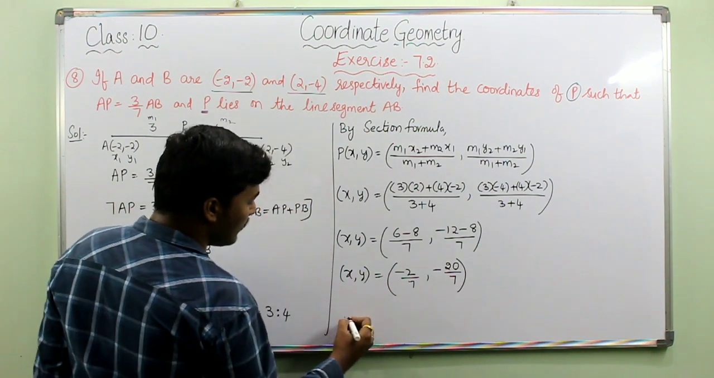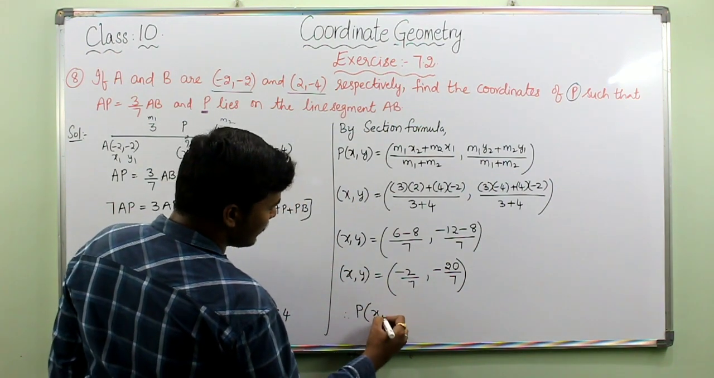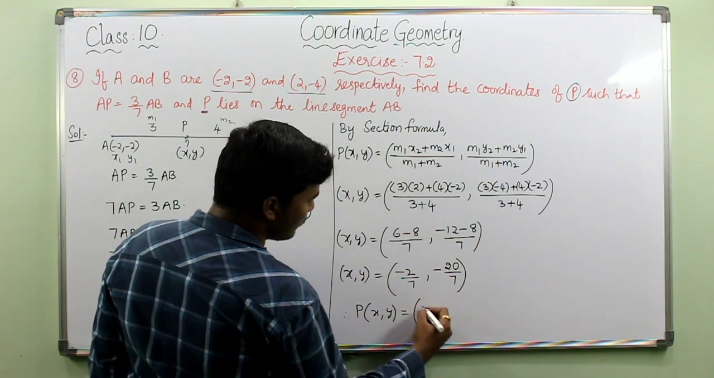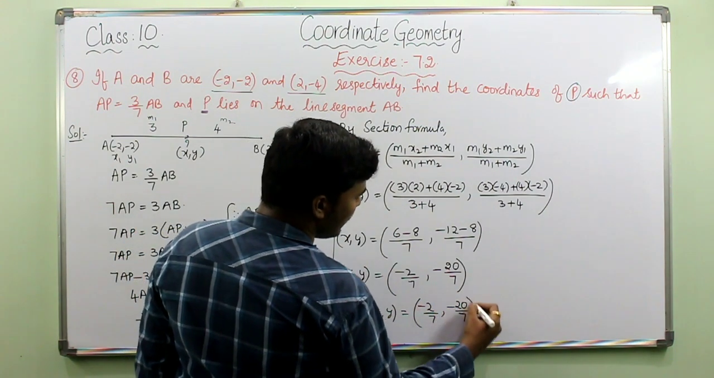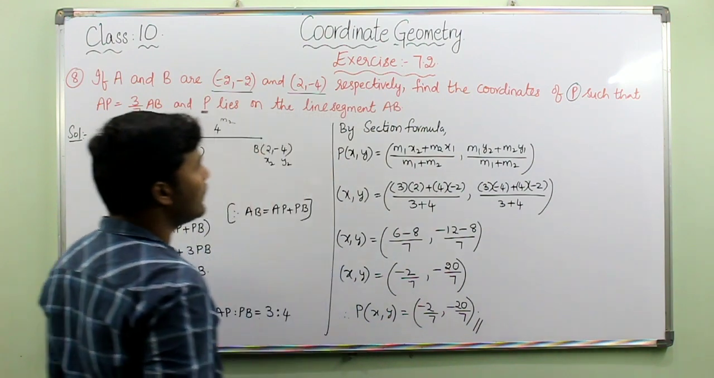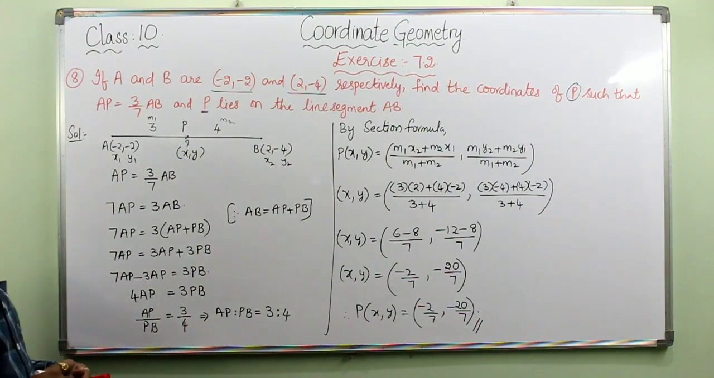So therefore the coordinates of the point P, that is x comma y, is equal to minus 2 by 7 comma minus 20 by 7. These are the required coordinates of the point P, which is lying on the line segment AB.